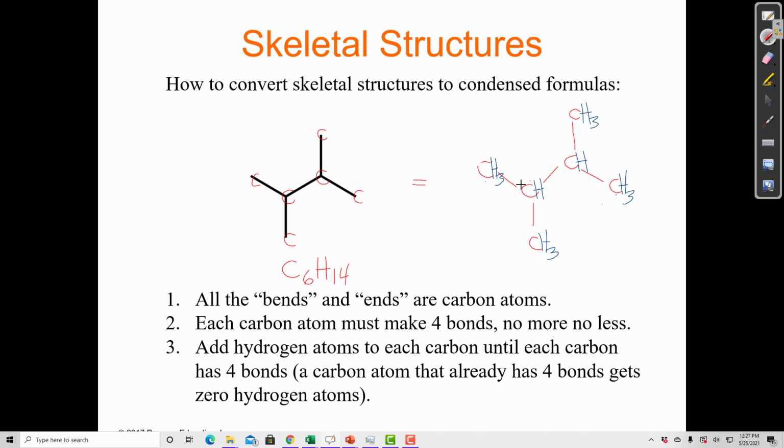So I can go backwards and turn this into this. All I have to do is make the C's and the H's disappear. And so to make the C's and the H's disappear, let's go like this, right? And then connect these. Connect these with lines like this, right? So then all the C's and H's disappeared, and we're left back with the skeletal structure that we started with here, C6H14.